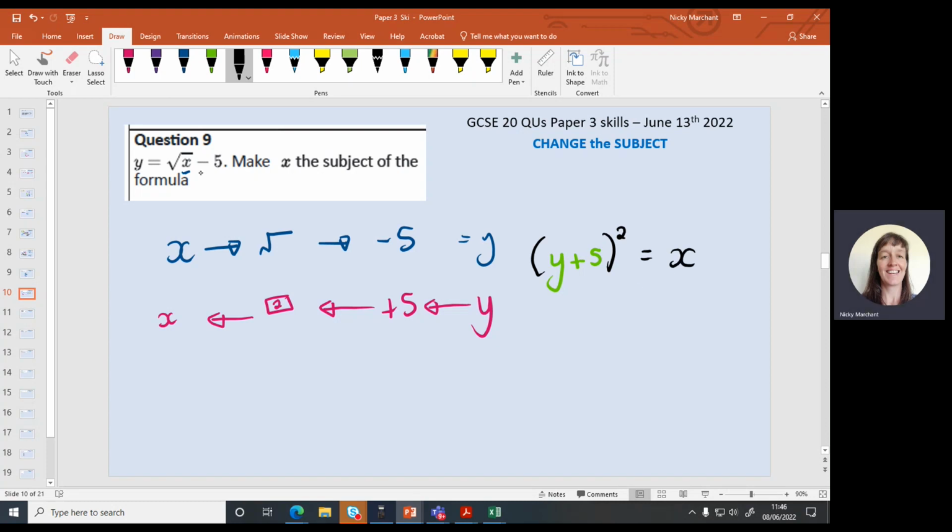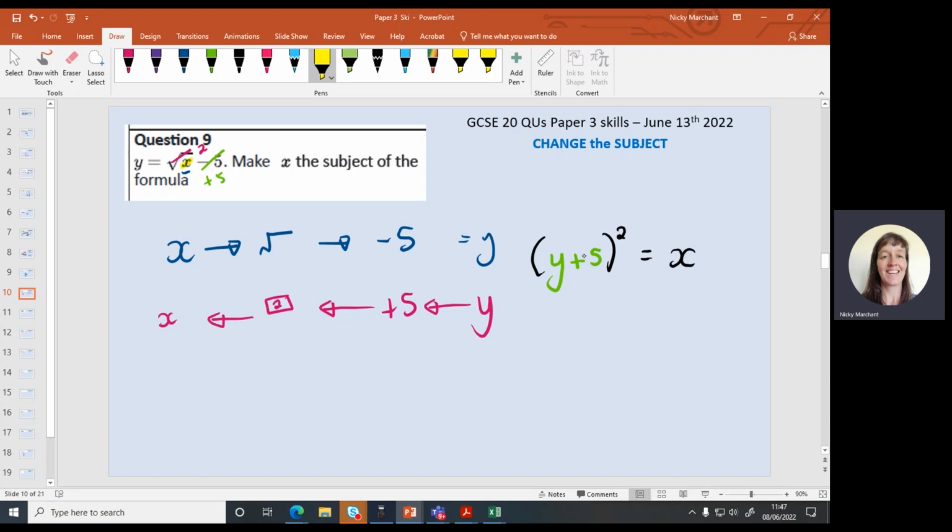Okay, we've left X on its own. So we've stripped this away. We've got rid of the 5 by adding 5. We've got rid of that. We do that to the Y, to both sides. And then we get rid of this square root by squaring it instead. That's left the X on its own. Okay, and this will have had added 5 and then square the whole thing.